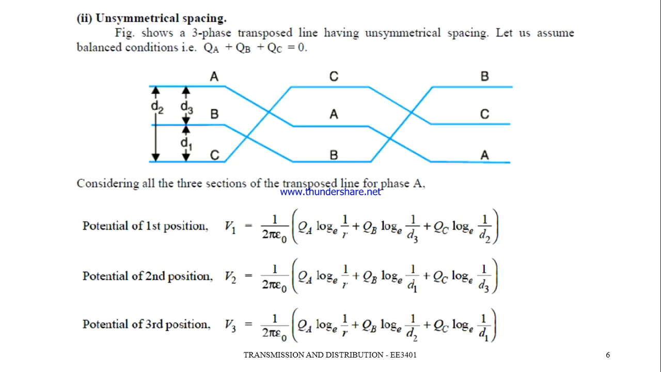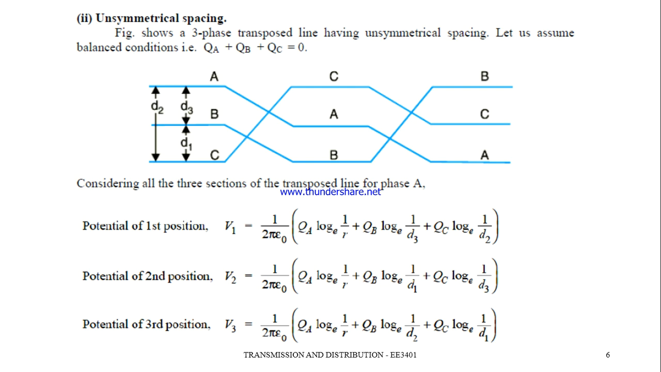While considering unsymmetrical spacing, the transposed line will have constant distances. We can see that for AB the distance is D3, for BC it is D1, and for AC it is D2. This will be practiced for each transposed set. You can see three positions here. First, let us see the first position, second position and third position.